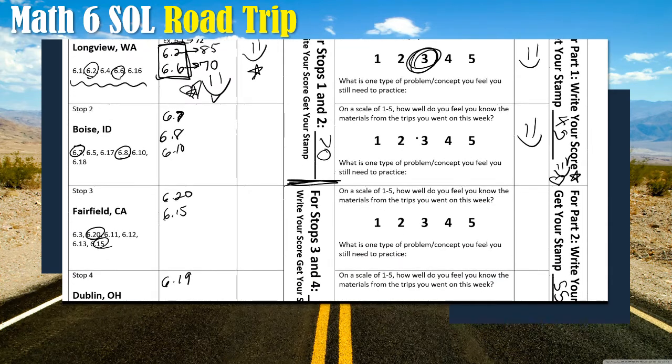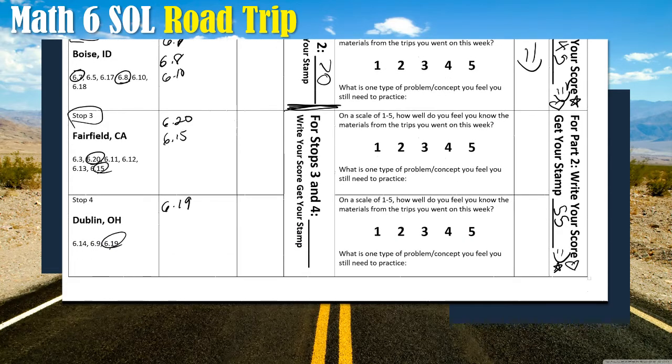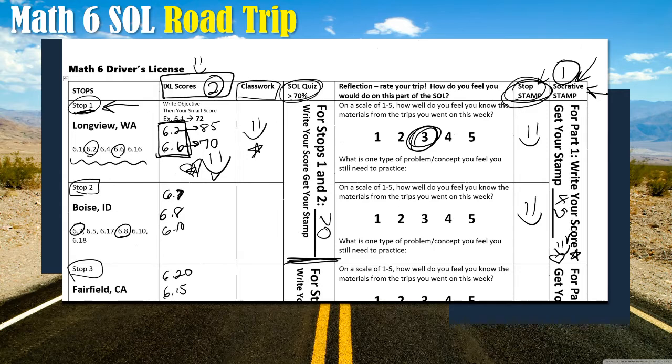And you're going to do the same thing at stop number 2, stop number 3, and stop number 4. So in review, a couple things. Your first step is you're going to be doing the SOL Socrative stamp for part 1 and part 2. Your second step is you're going to be doing the IXL scores. So with IXL, you're going to put the objectives in. And then for today, I'm going to show you how you're going to be able to practice, and where you're going to be able to get the IXL links to complete your driver's license experience.